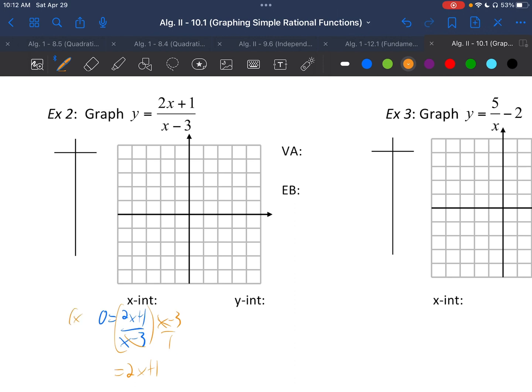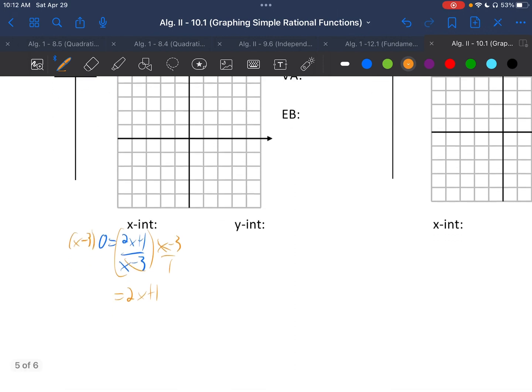On the left-hand side, we multiply by x minus 3, but we notice what's 0 times literally anything? Still 0. So conveniently enough, we don't have to worry about the denominator right now, because when you multiplied, it just turned to 0 on the left-hand side. So now we just solve this by subtracting 1 and then dividing by 2. So we get x is equal to -1/2. Now because this was an x-intercept, and because we did plug in y equal to 0, this is a point. So you get -1/2 comma 0. And I'm going to go ahead and graph that right there.